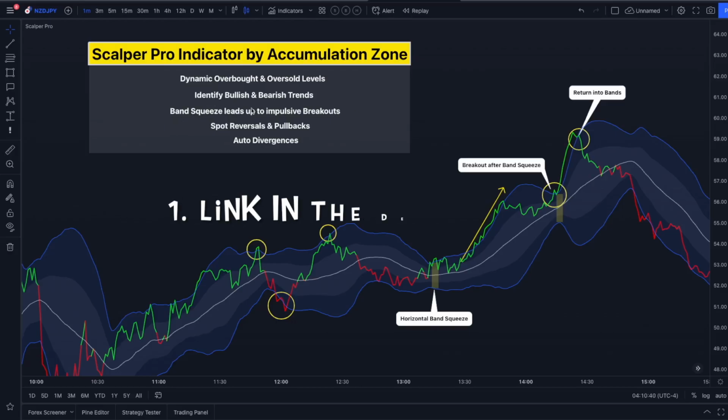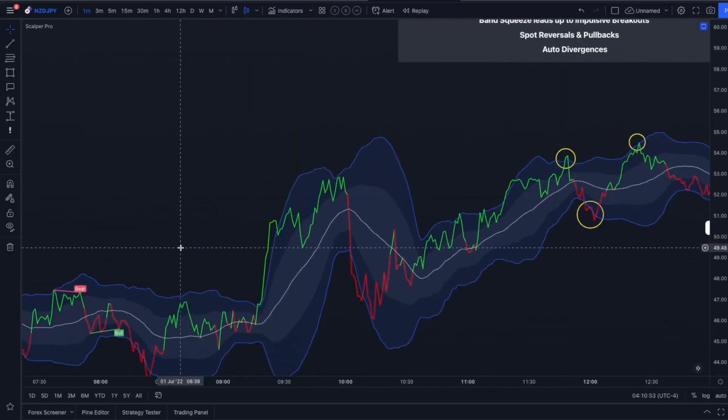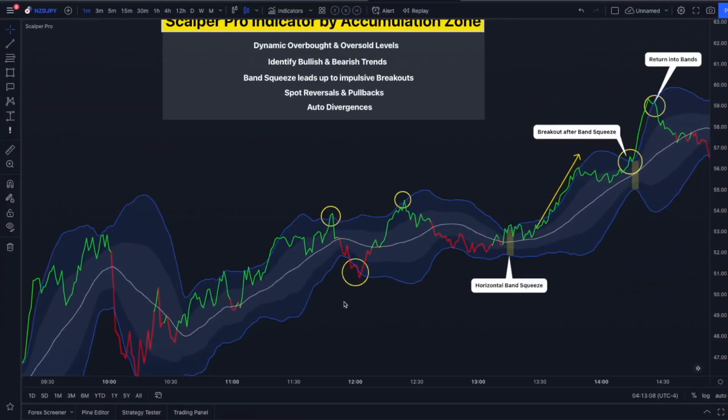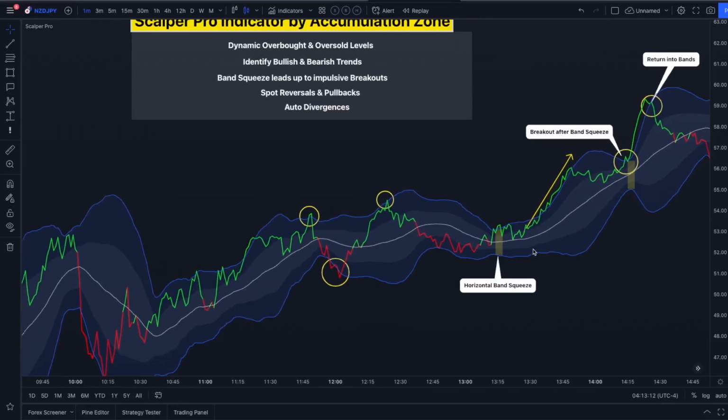The band squeezes here, for example, lead up to impulsive breakouts. You can spot reversals and pullbacks with the help of this indicator, and it's automatically displaying divergences like here. Now let's have a closer look at how this indicator can help you scalping the 1-minute or 5-minute charts.